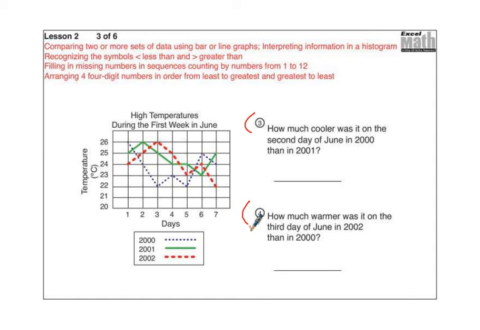How much cooler was it on the second day of June in 2000 than in 2001? Here's the second day of June right here, and we're looking for 2000 and 2001. So 2000 on the second day. I like to put the little dots on my graph because that helps me to keep it really straight. 2001 is the green one, and so 2001 we can see it was 26 degrees, and 2000 we can see it was 24 degrees. So how much cooler was it? 26 minus 24, and that would be 2 degrees Celsius.